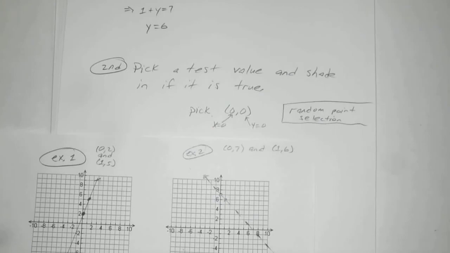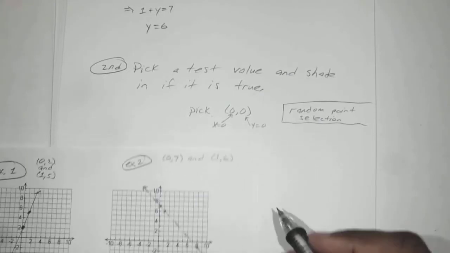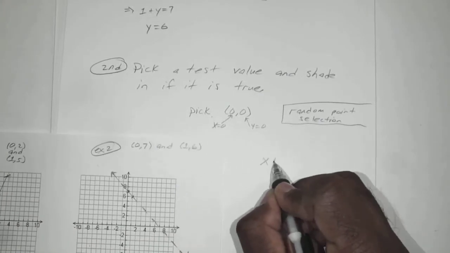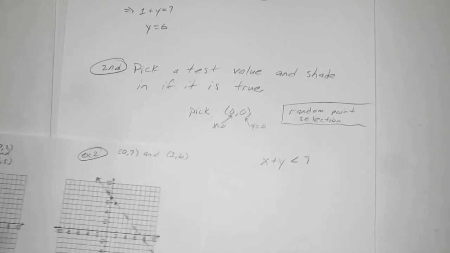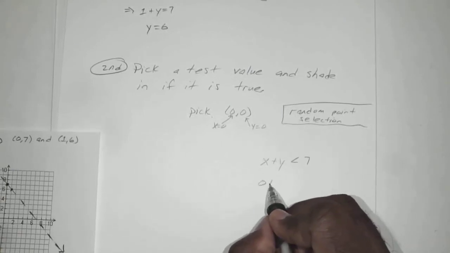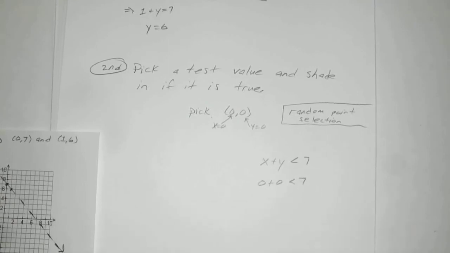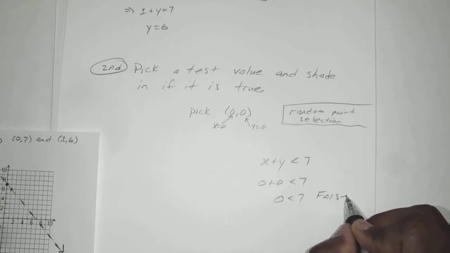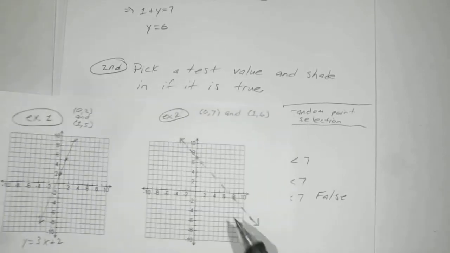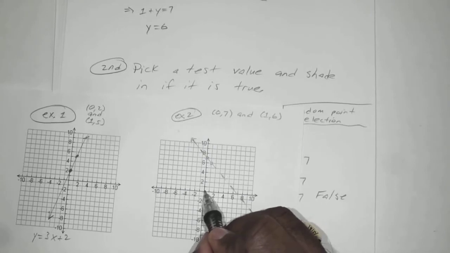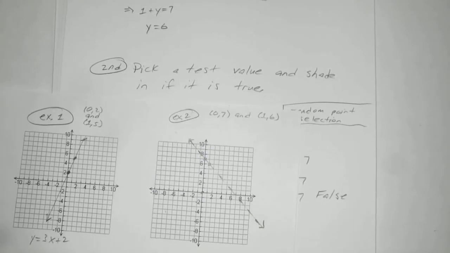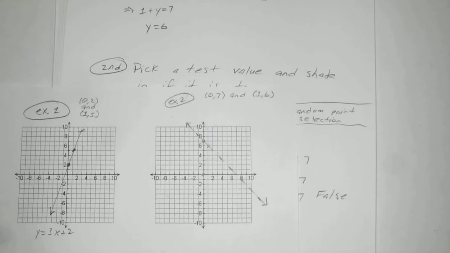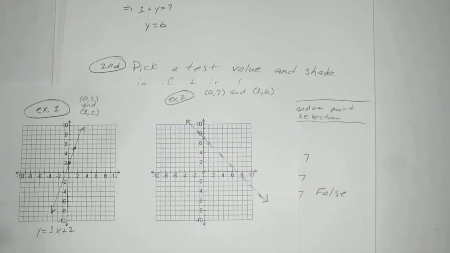Okay, so if we pick the point 0, 0, we plug it in. x plus y is less than 7 just becomes 0 plus 0 is less than 7. So 0 is less than 7 is false. Okay, so we leave the section with 0, 0, which is right here, unshaded, which means that the other side is going to have to be true. So once one is left unshaded, you can pretty much assume that you're going to shade the other side.